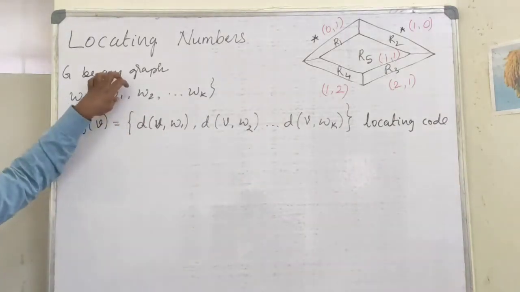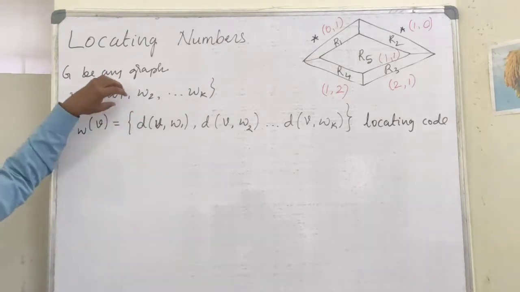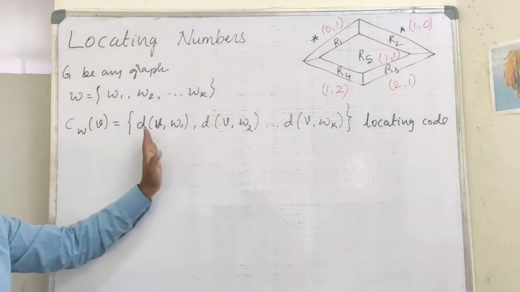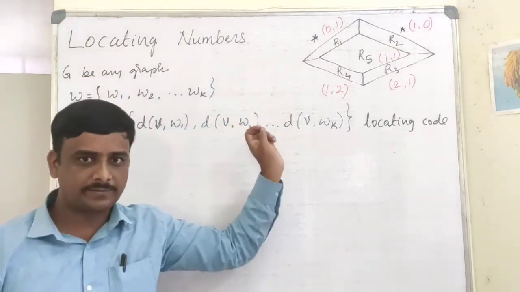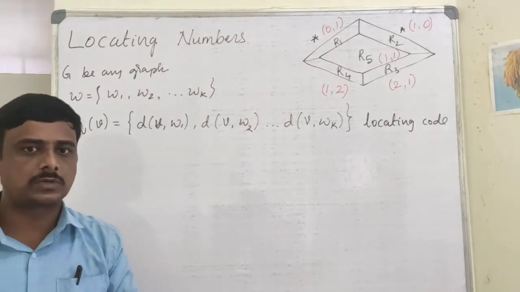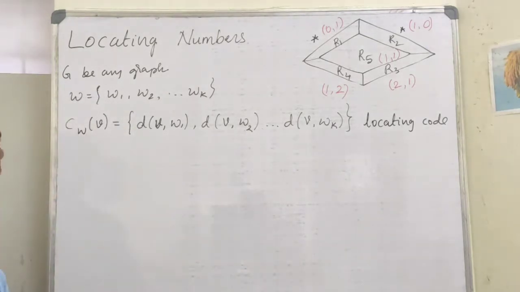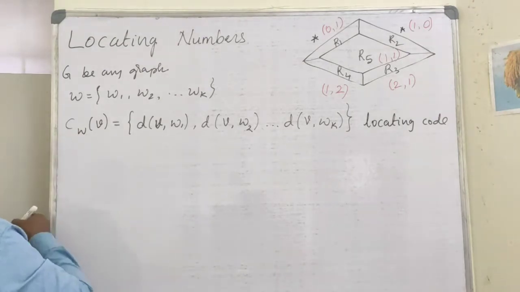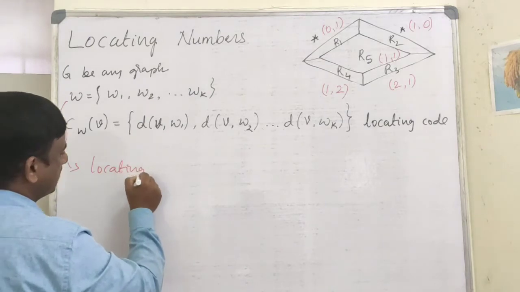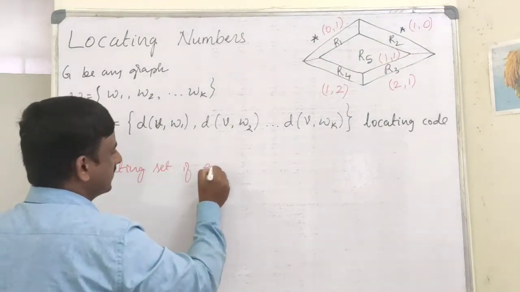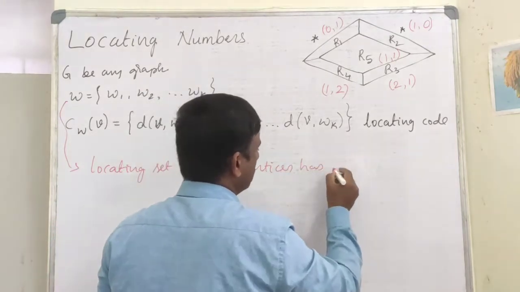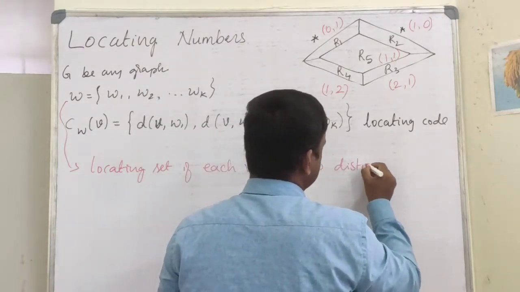So I have to assign a code to each vertex. Now this subset of vertices is called a locating set if each vertex of the graph has a different locating code. Otherwise it is not called a locating set. So W is called a locating set if each vertex has a distinct code.